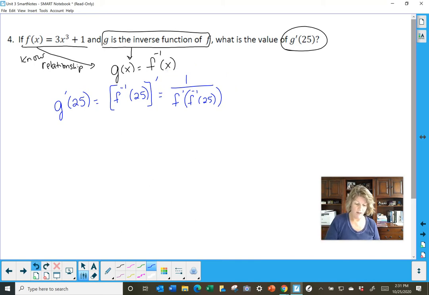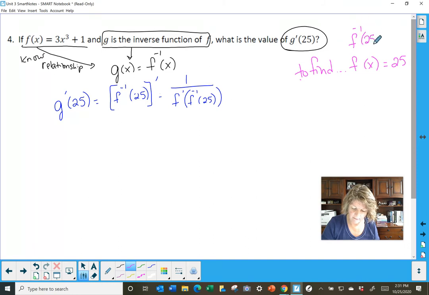All right, now I need to know 25 is the output to f of x, right? What I'm trying to figure out in my head, I need to find that f of some value equals 25. If I know that f inverse of 25 equals some y value, right? Well, then this becomes the output for the original function because x and y's do a flip-flop. How can I get this?